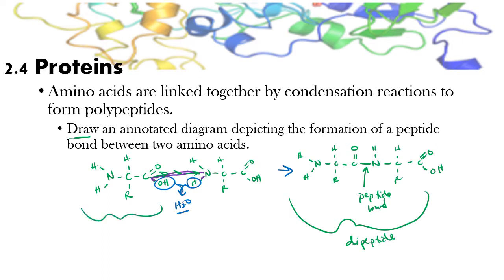Here we have one amino acid and our second amino acid. Amino group. Carboxyl or carboxylic acid group. Good? Good. Make sure that you can do that yourself.